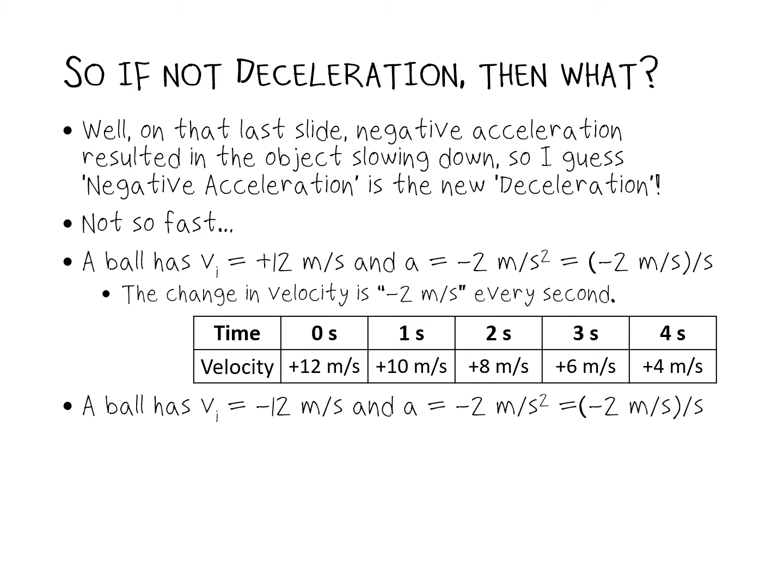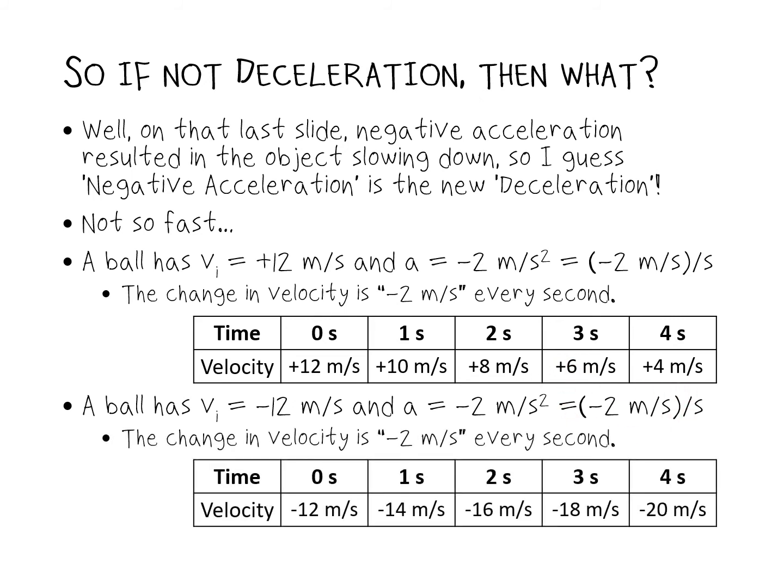So let's say an object has an initial velocity that is negative, and it has an acceleration that's negative. It's the exact same acceleration from the previous example, but this time it's applied to a negative velocity instead. The acceleration still means the exact same thing. Every second, the velocity is going to change by negative 2 meters per second. But if it starts off as a negative value, every second you're adding a negative 2 each time.